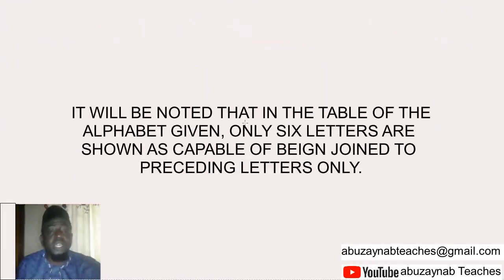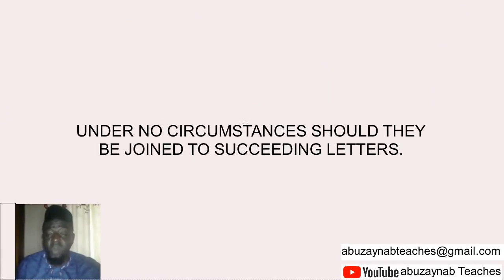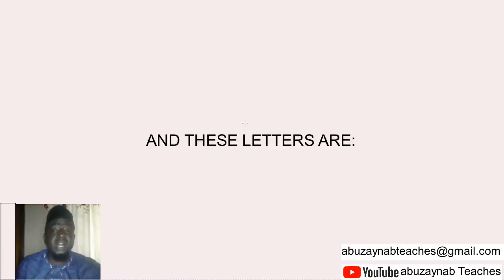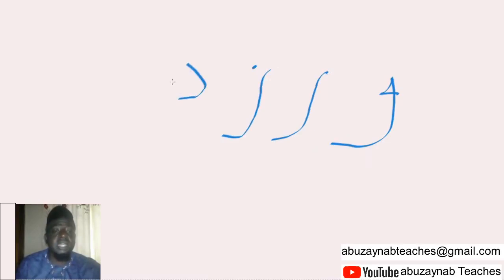Hamza. It will be noted that in the table of the alphabet given, only 6 letters are shown as capable of being joined to preceding letters. Under no circumstances should they be joined to succeeding letters, and these letters are Waw, Ra, Zayn, Dal, Zal, and Alif.